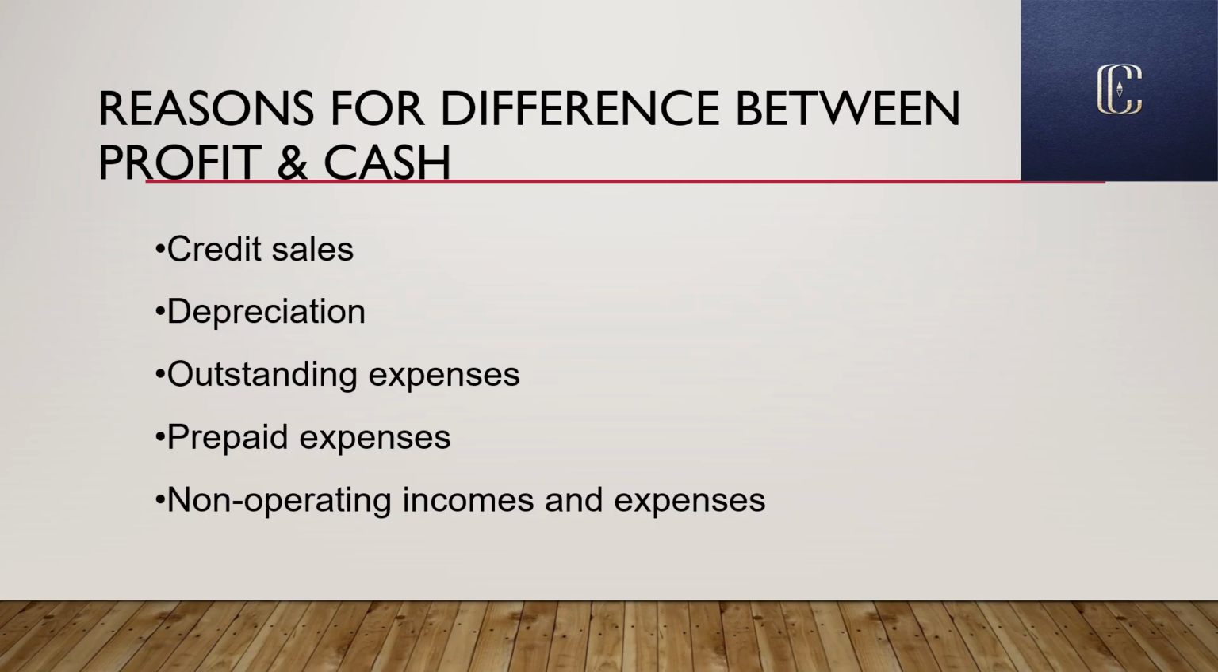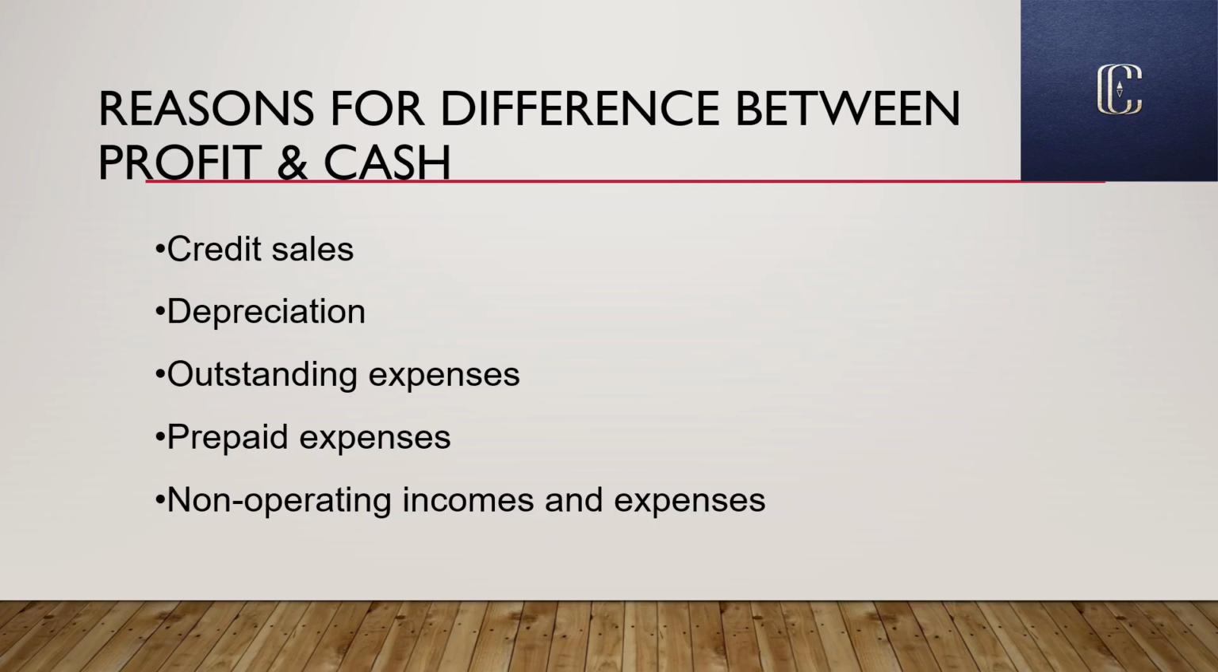The fourth one is prepaid expenses. There are expenses paid in advance. For example, rent paid rupees 20,000 for 3 months in advance. Cash goes out immediately, right? But expense is recorded slowly. So cash decreases, but profit does not decrease fully now. Difference created.